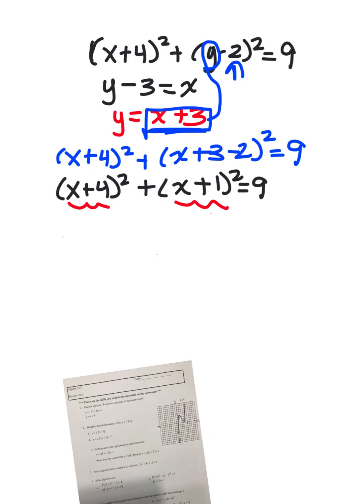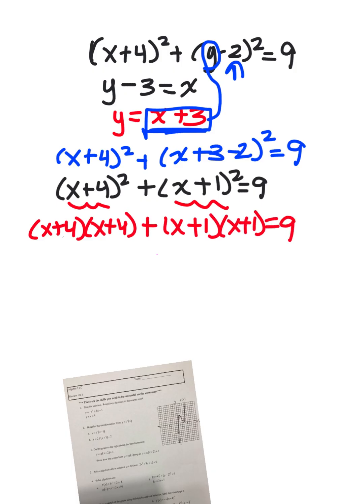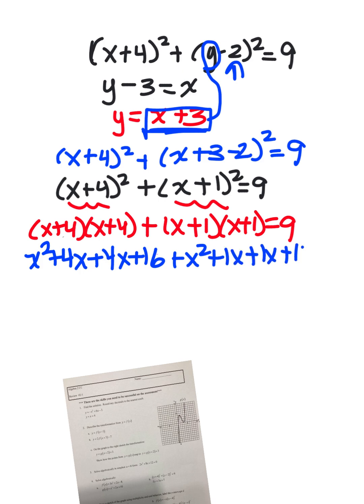So we have x plus 4 times x plus 4, and we have x plus 1 times x plus 1 equals 9. All right, so I'm going to double distribute. We get x squared plus 4x plus 4x plus 16. Double distribute the x plus 1s: x squared plus 1x plus 1x plus 1 equals 9.